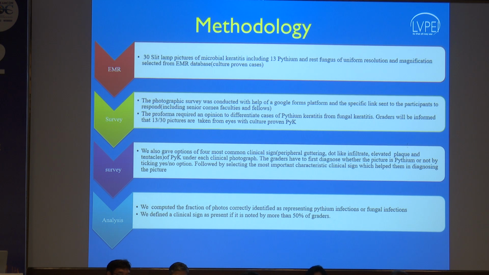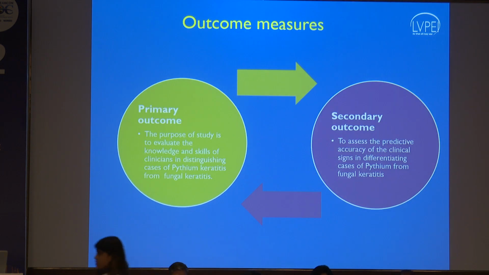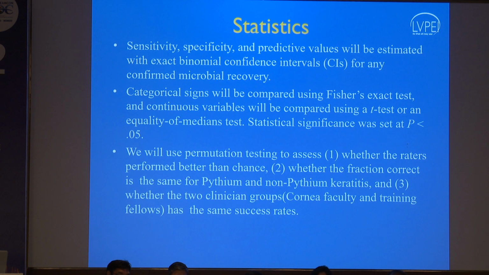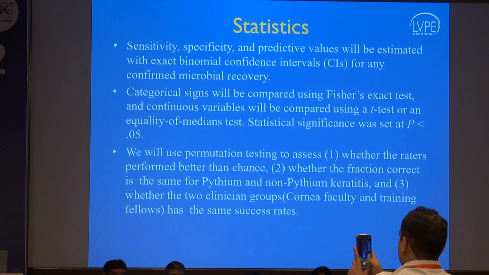The graders had to first diagnose whether the picture was that of Pythium or not, followed by selecting the most appropriate clinical features which helped them in making this diagnosis. Our primary outcome was to evaluate the knowledge and skills of the clinician in diagnosing Pythium keratitis from fungal keratitis based on the clinical appearance. The secondary outcome was to assess the predictive accuracy of these clinical signs in differentiating such cases. We computed the categorical signs with the use of Fisher's exact test and continuous variables with the help of the t-test.